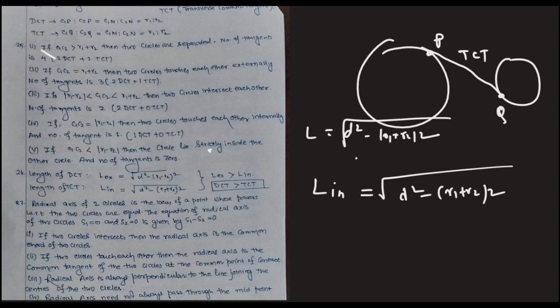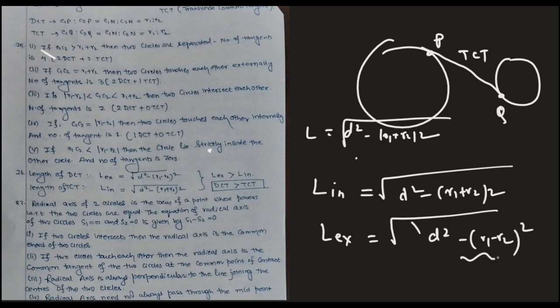Okay, now this is our transverse, the length of the transverse common tangent. So the length of the direct common tangent, if you are going to calculate, the formula will be this one: D square minus (R1 minus R2) square. You know that this quantity is always lesser than this one. So we say that the length of the direct common tangent is always greater than the transverse common tangent in the given restrictions.